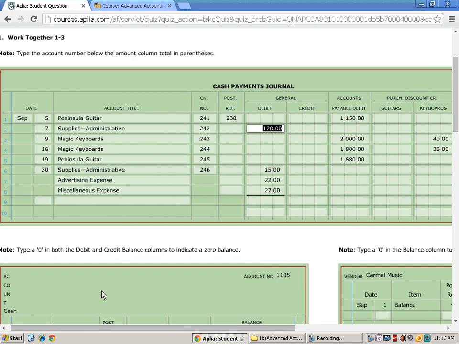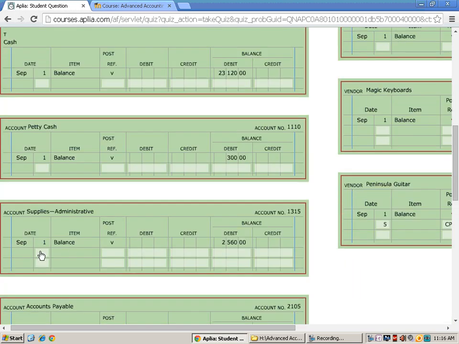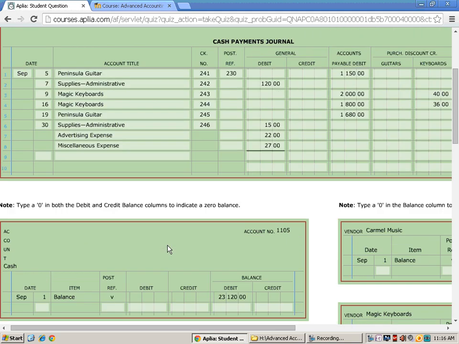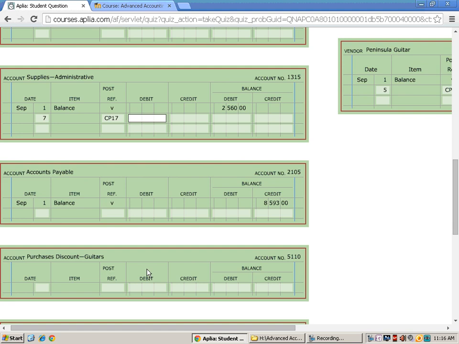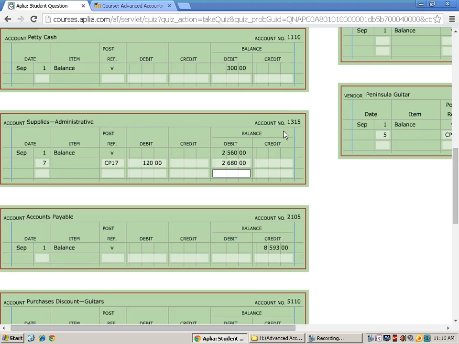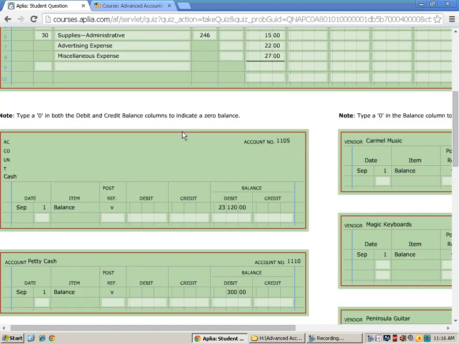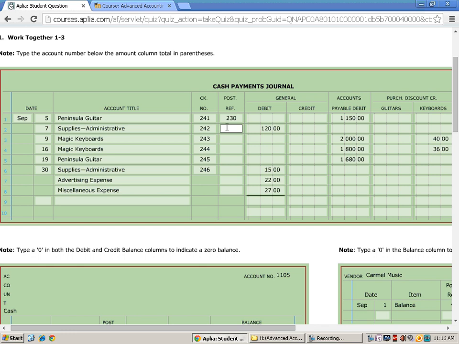Alrighty. Now we're going to go to Supplies Administrative on September 7th. It's coming from CP 17. And it's a debit. We're gaining $120 worth of supplies. 120. They're the same. When they're the same, we add. So we now have $2,680 worth of administrative supplies. We put our account number, 1315, up here in our post reference.